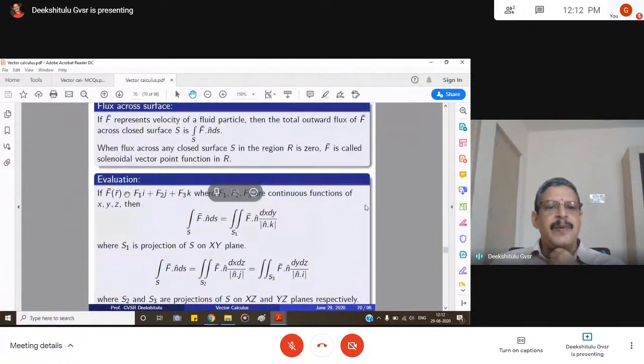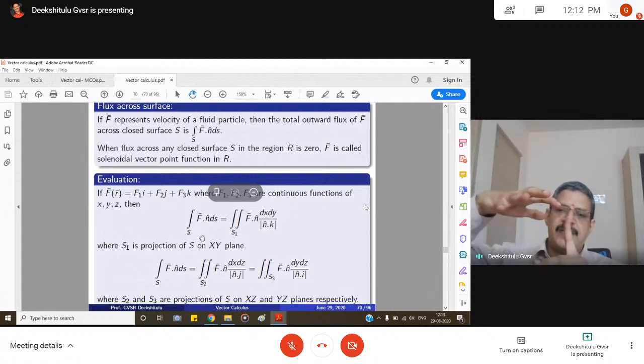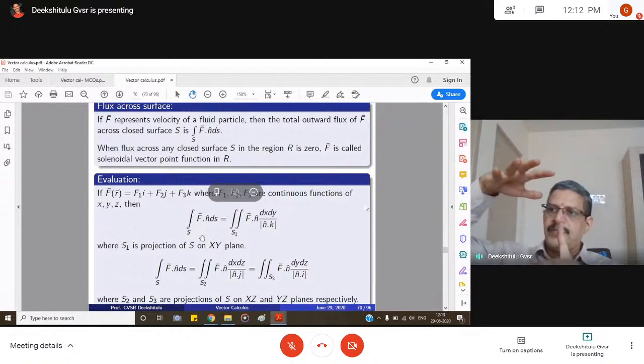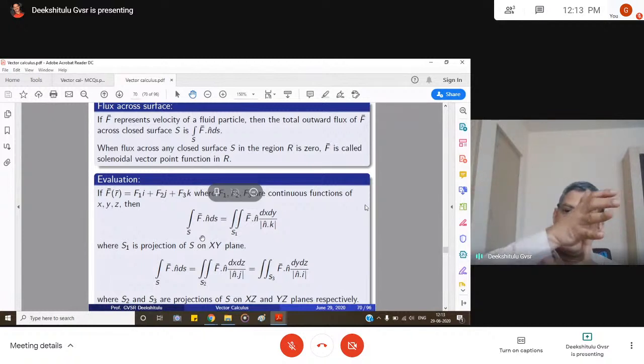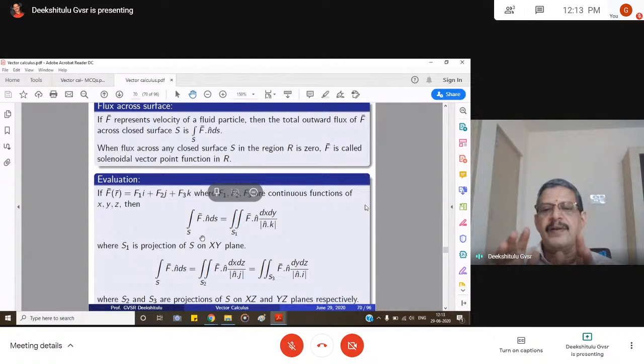Evaluation. If f bar is equal to f1 i plus f2 j plus f3 k, where f1, f2, f3 are continuous functions of x, y, z, then the surface is in space, right? Like this is the x axis, y axis, z axis, and the surface is like this. It is very difficult to evaluate directly. What we do is consider the projection in the xy plane, or maybe the yz plane, or maybe the zx plane, and then we integrate.